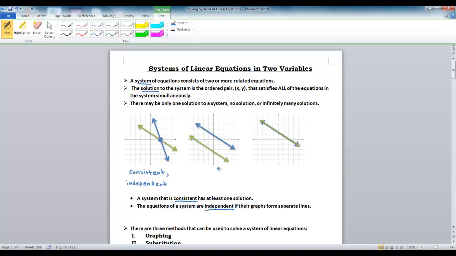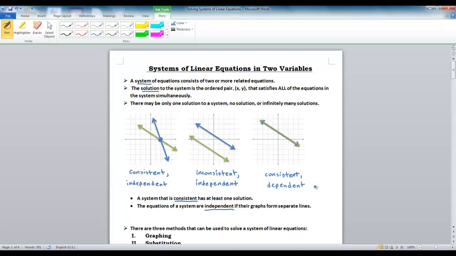For the system in this second graph, we would say that this is an inconsistent system since there's no solution, but the equations are still independent since they form two separate lines. For this last graph, this is a consistent system, but the equations are dependent.